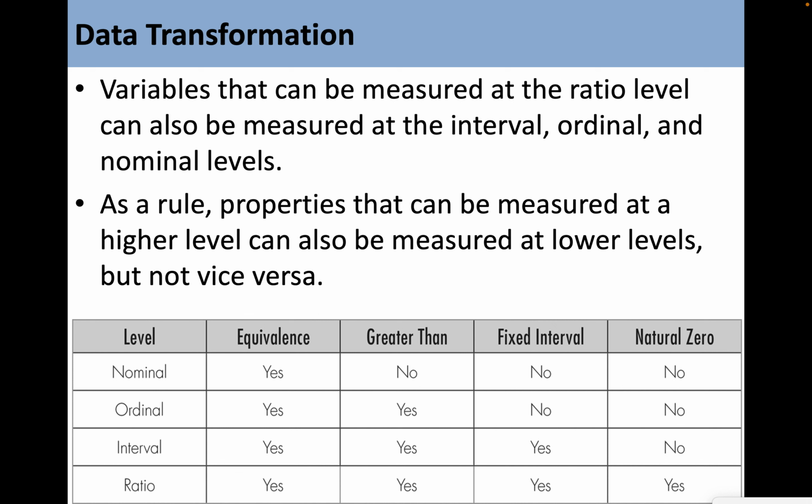Variables that can be measured at the ratio level can also be measured at the interval, ordinal, and nominal levels. As a rule, properties can be measured at a higher level, can also be measured at lower levels, but not vice versa.